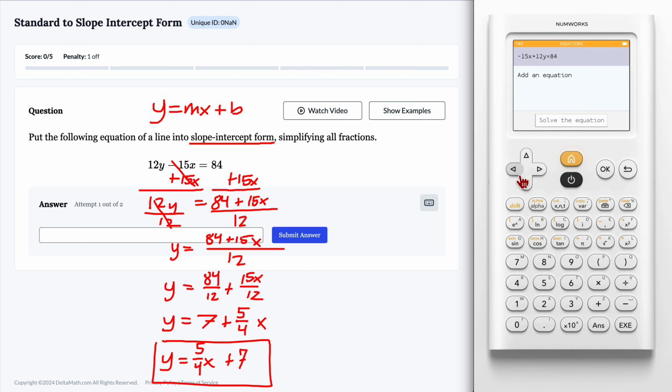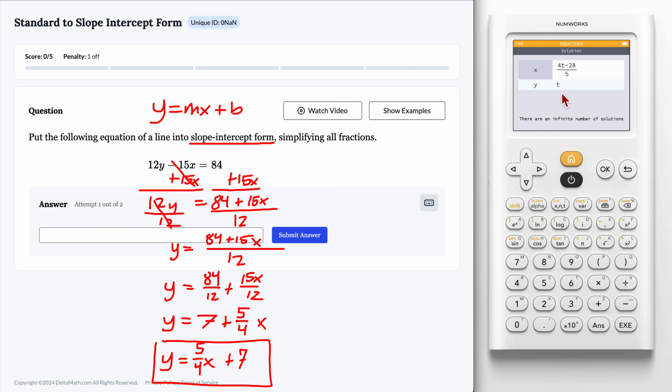I'll say OK. Now, if I go to solve the equation here, we're going to see that it's solved for x. It says x equals 4t minus 28 over 5. Okay, now t here, you're wondering where t came from. Well, it's calling y t. It says y equals t. So where it says t here, we need to think y. Now, we don't need to solve for x. We need to solve for y because we're putting it into slope-intercept form.